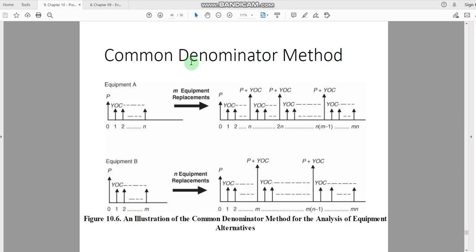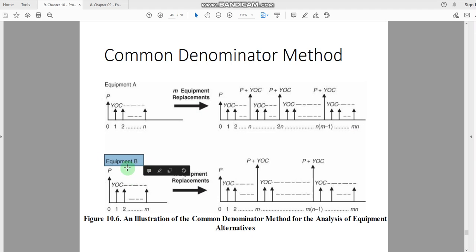For this methodology, we have two equipments, equipment A and equipment B. Let's say for equipment A, the lifetime is n years, and we can replace this equipment m times. So n is the lifetime, and you have to do m replacements. You can replace it again, that makes 2n, and you can keep continuing, and at the end you have m replacements, which makes m multiplied by n. We have to do the same thing with equipment B.